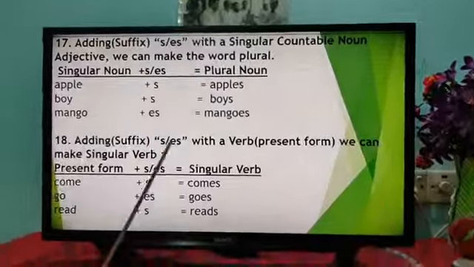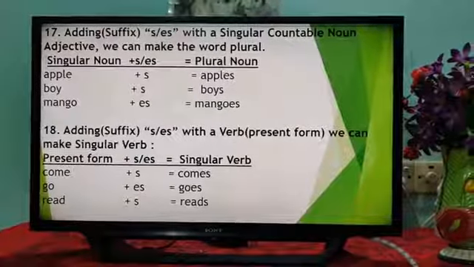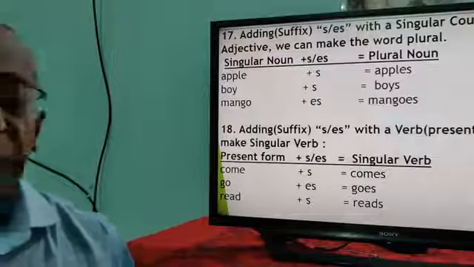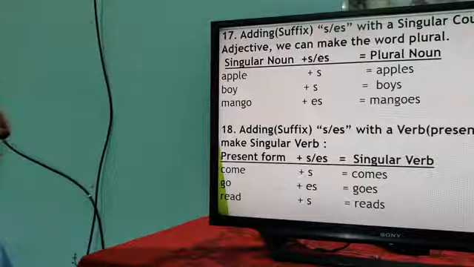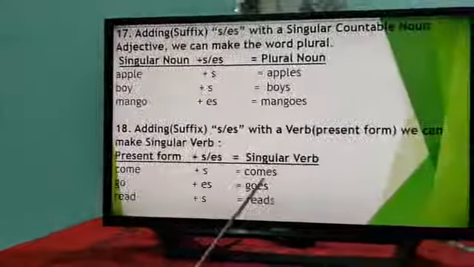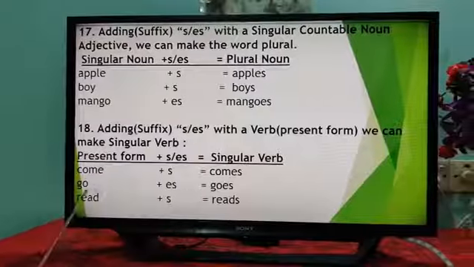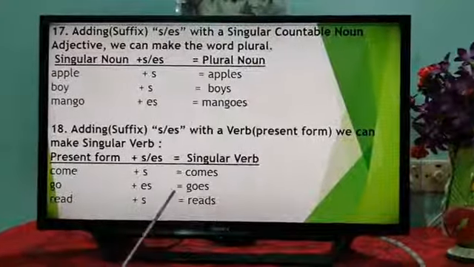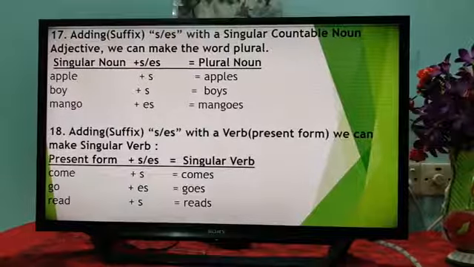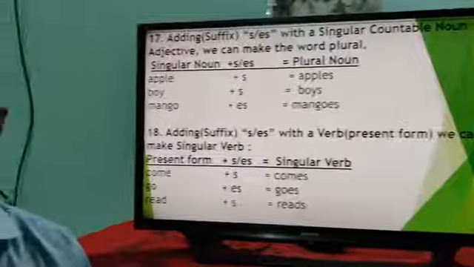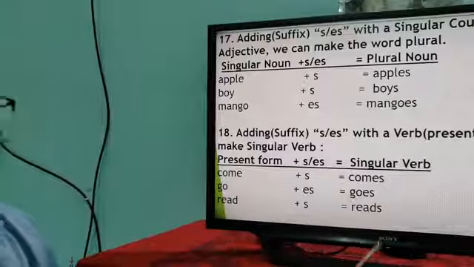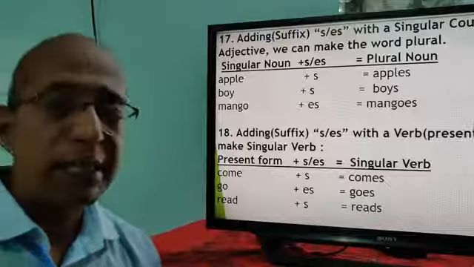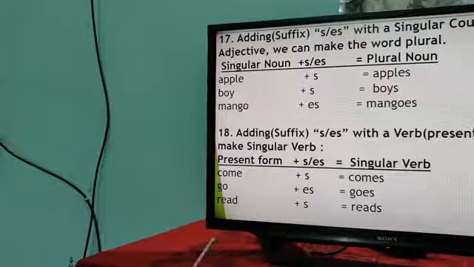Adding suffix s or es with the base form of a verb to make it a singular verb. If we add s or es with a base form of a verb, we can make it a singular verb. Suppose come plus s, comes. Comes is a singular verb. Go, yes, goes. Suppose he goes, he is third person singular, so s or es is added with go. So s or es is added with the base form of a verb to make it a singular verb. Clear?